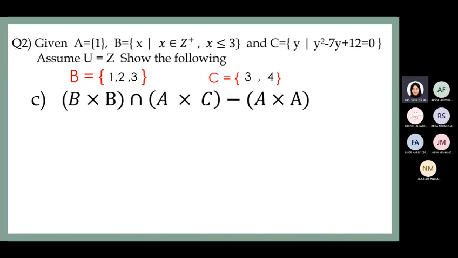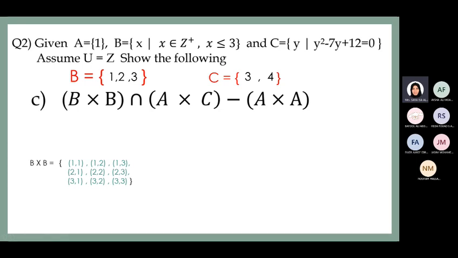The last part in question 2, we can apply intersection and remove on the Cartesian product on any other type of sets. What does it mean, the Cartesian product? The Cartesian product is a special set that contains all pairs. The first one comes from the first set, the second one comes from the second set. So when I say B cross B, it means the pairs 1 1, 1 2, 1 3, 2 1, 2 2, 2 3, 3 1, 3 2, and 3 3. This is what the Cartesian product B cross B means.